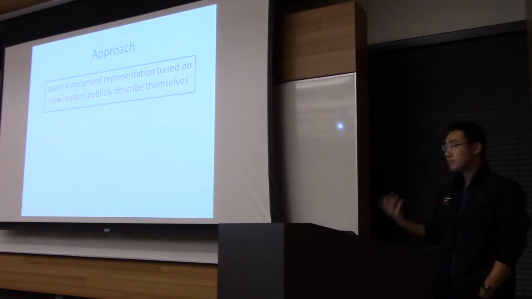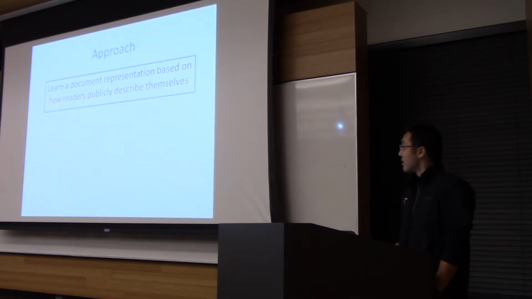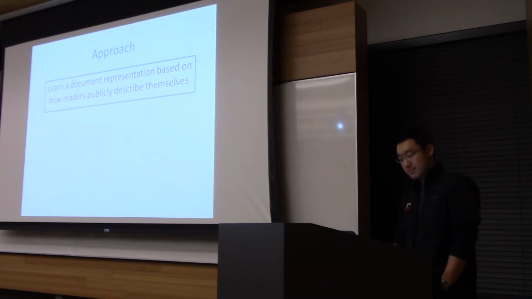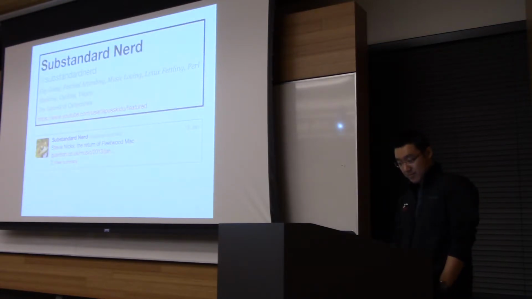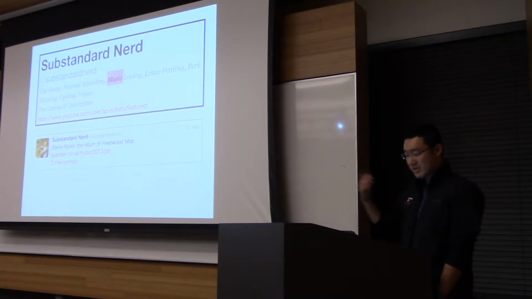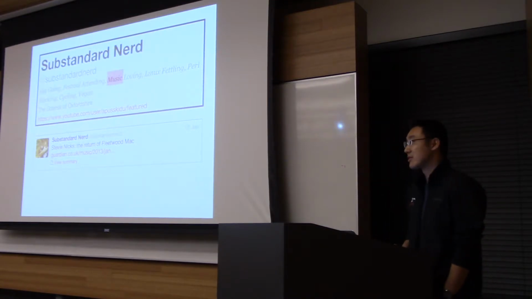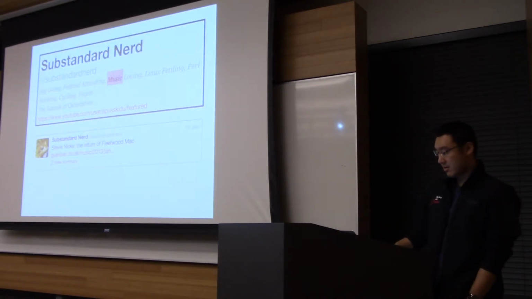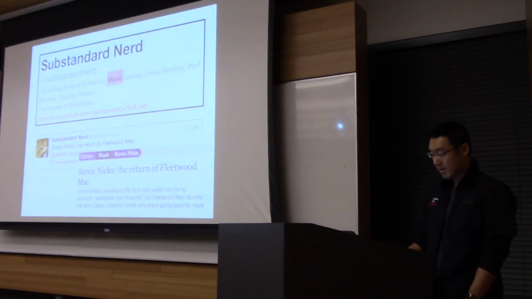So, based off those ideas, let's learn a document representation based on how readers publicly describe themselves. So, for example, why is Substandard Nerd tweeting this article? Perhaps it is because this article speaks to the music badge, the music-loving badge for this person. That could be one sort of way of explaining why this article is being endorsed.